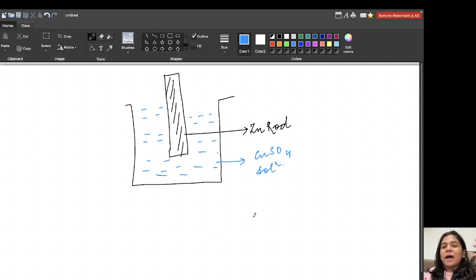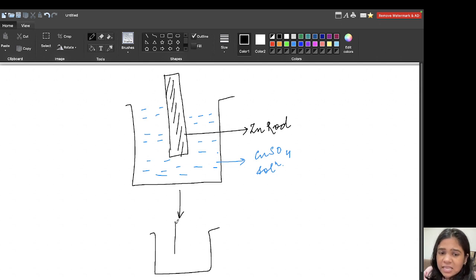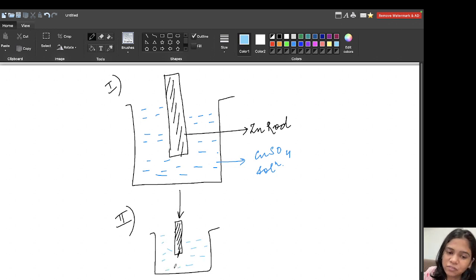They kept this apparatus set up for some time and observed a few things after some time. What happens after some time? The zinc rod actually decreased in its thickness. If you compare the first image with the second image, the zinc rod is decreasing in thickness. The second difference we can see is that the color of the CuSO4 got faded.